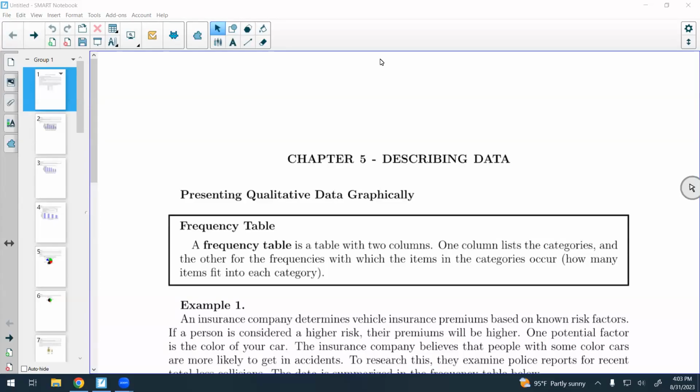Okay, so today we're going to start looking at the describing data chapter. We'll finish this on Tuesday, most likely.